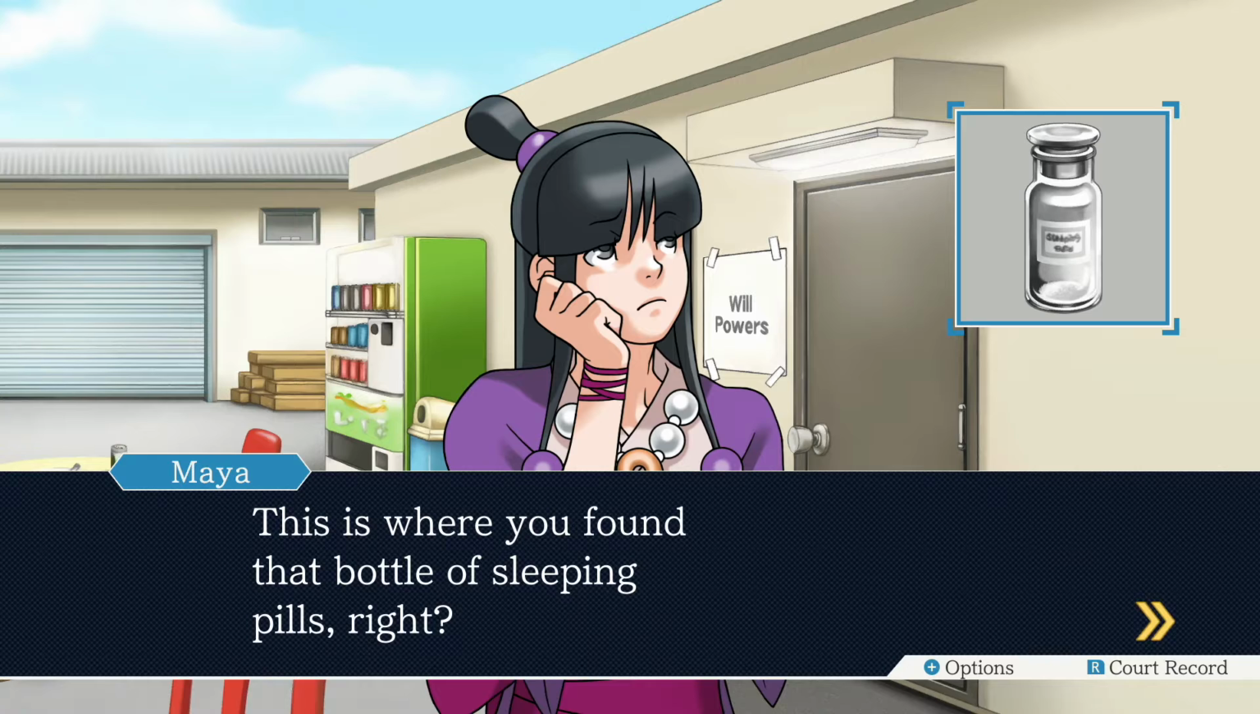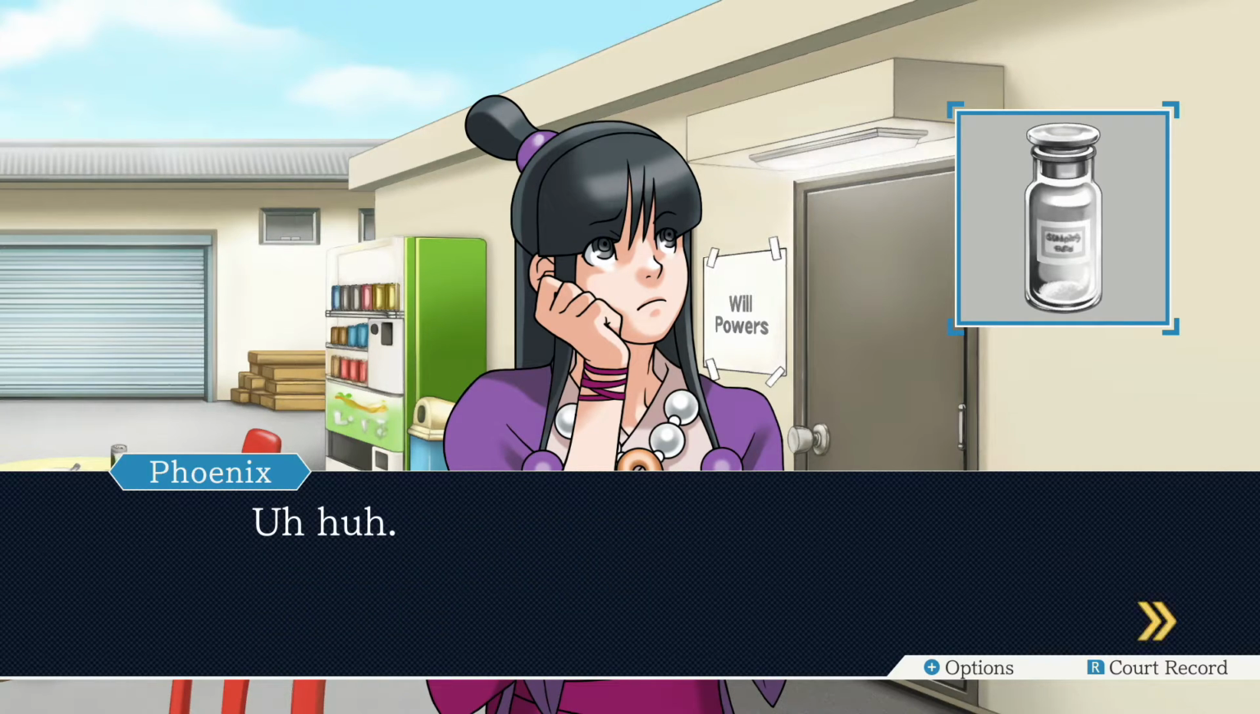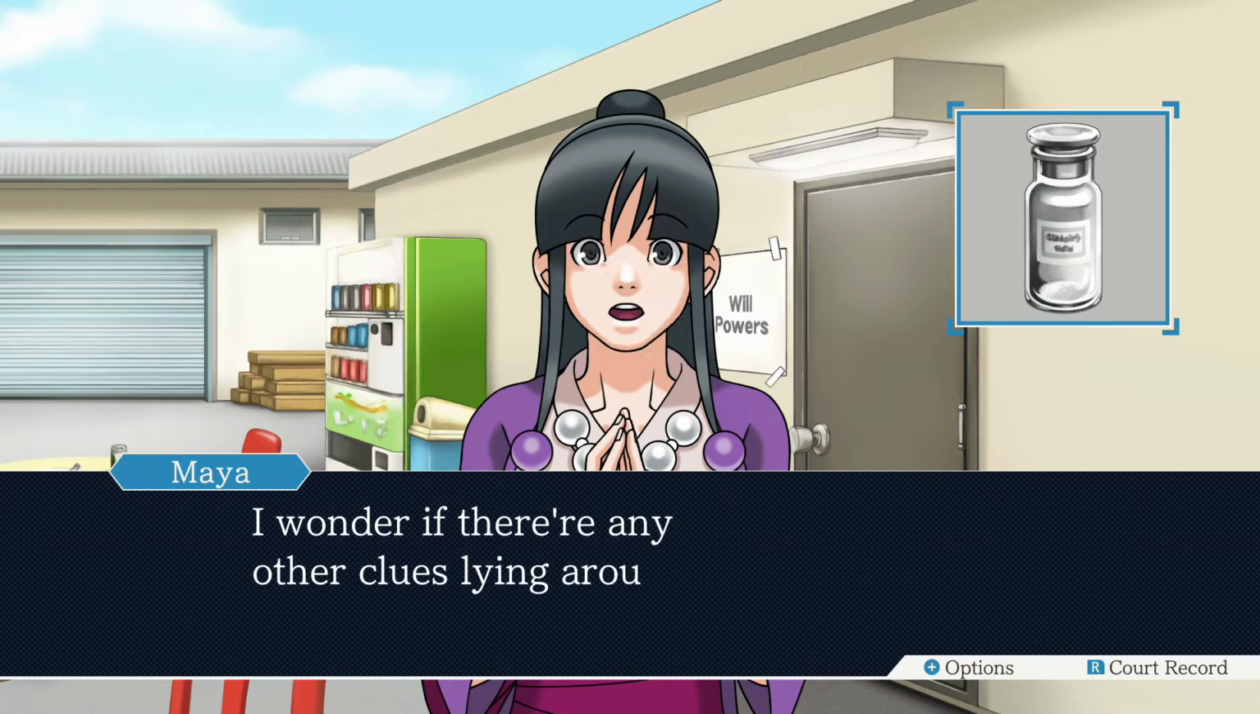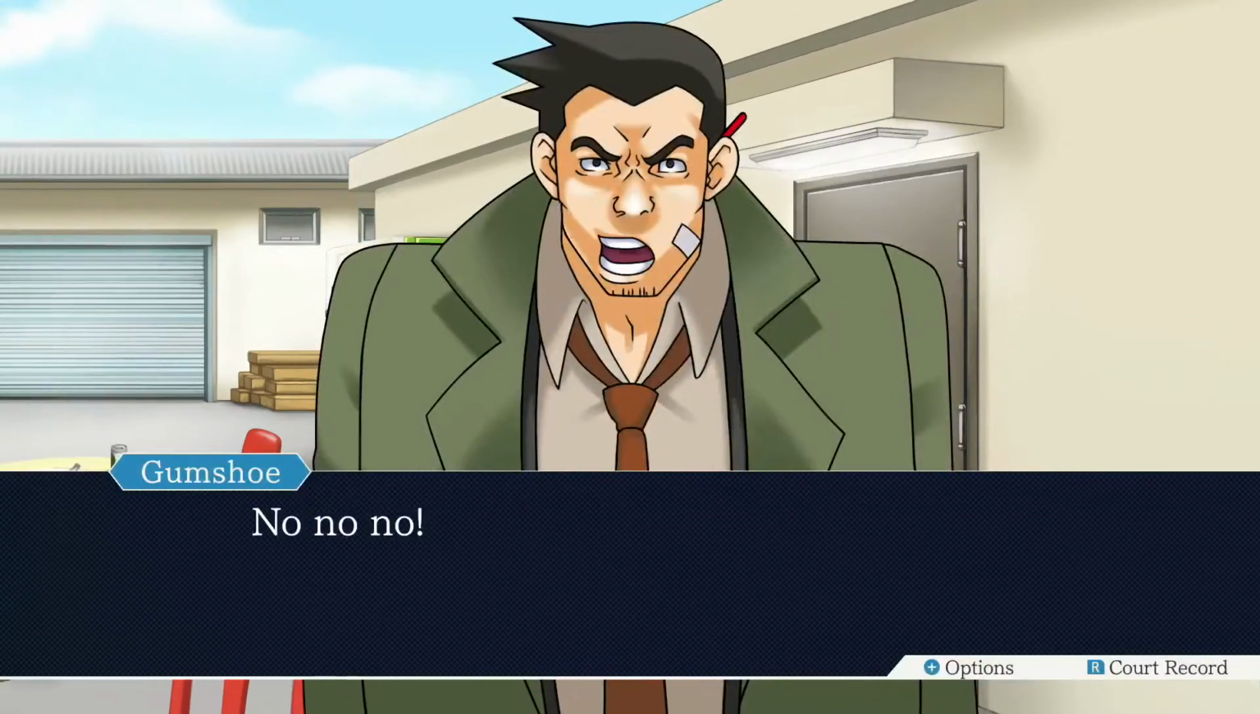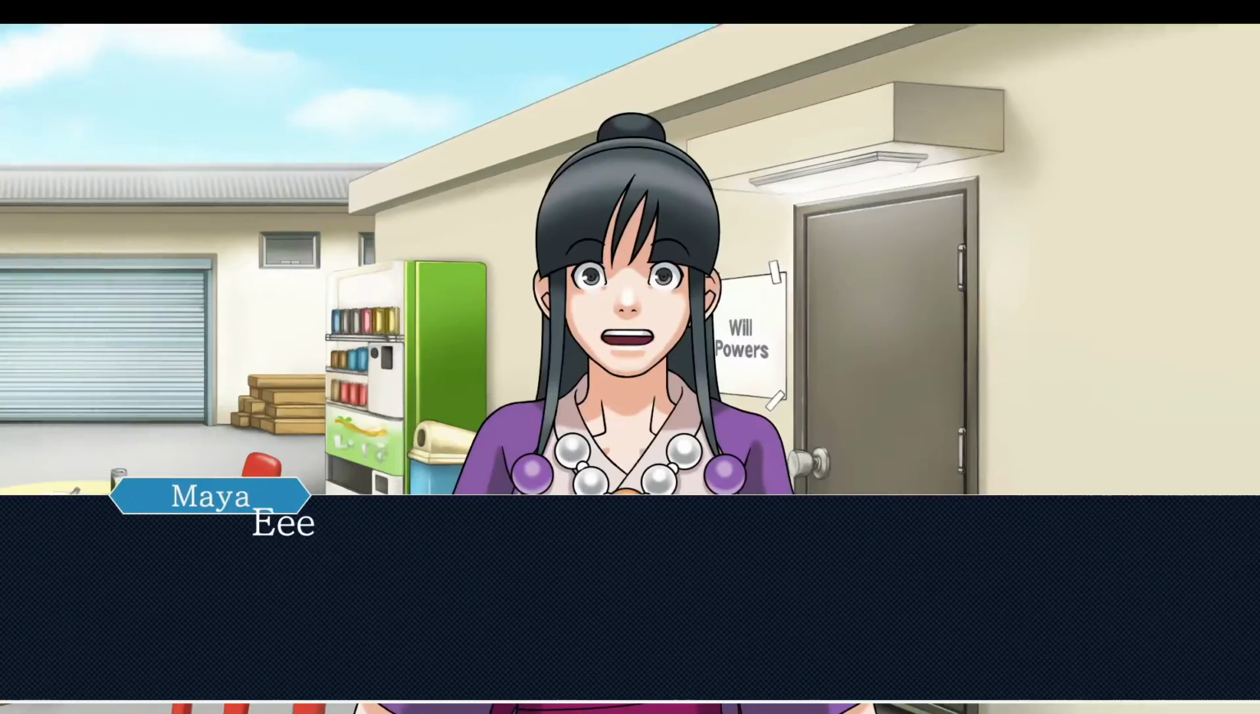This is where you found the bottle of sleeping pills, right? That's morphine, but I wonder if there's any clues lying around. Wow, there's probably some clues lying around. No touching.